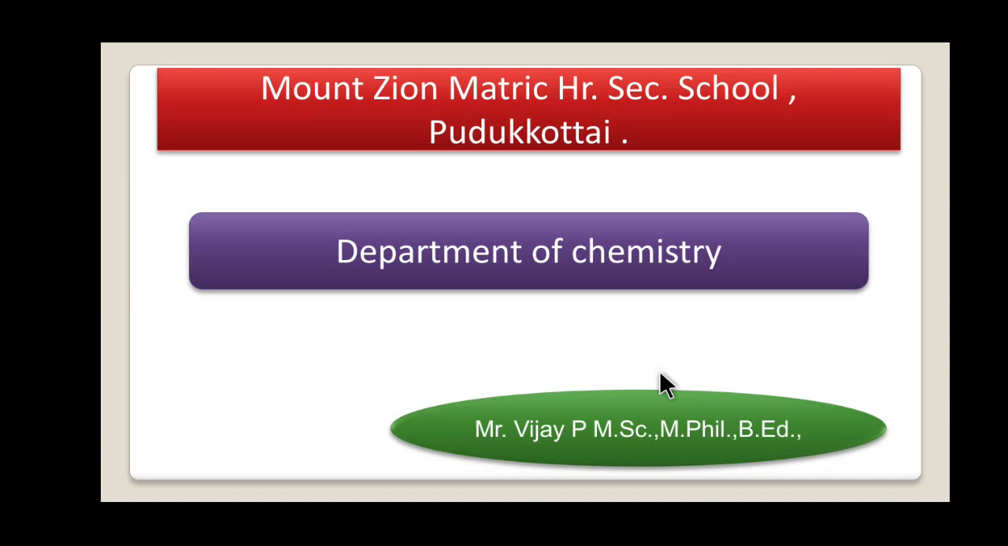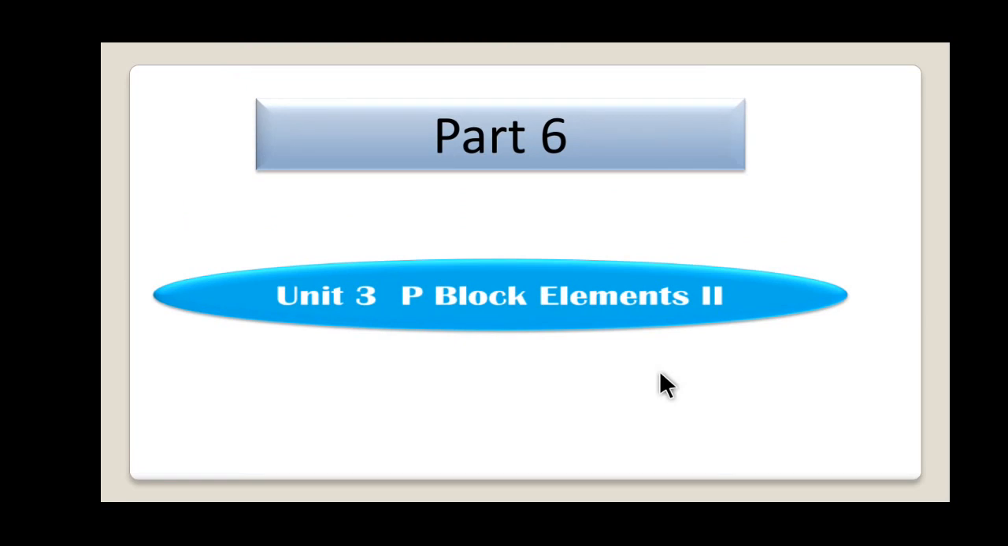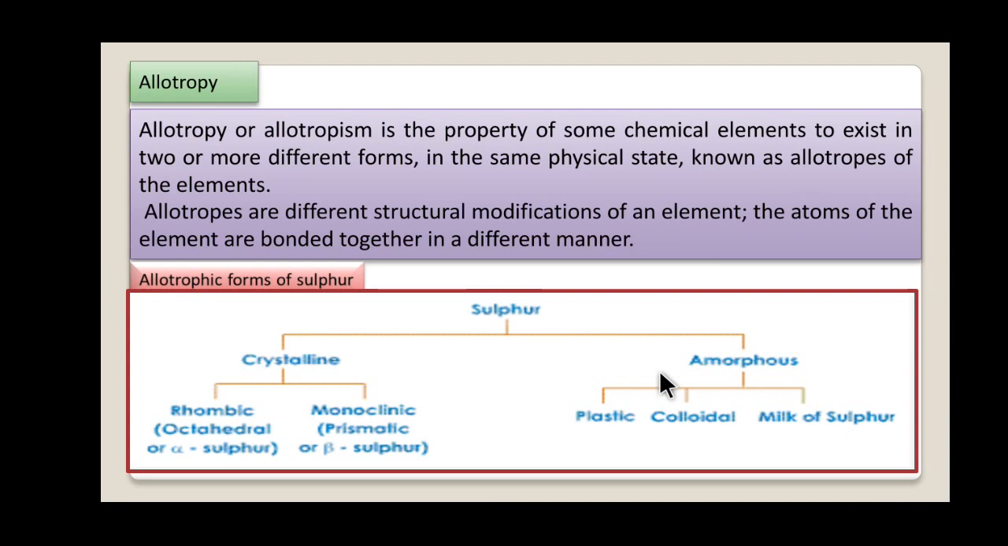In this session, I am going to explain Unit 3, P Block Elements 2, Part 6. We are going to see the allotropic forms of sulfur. Before that, we must know what allotropy or allotropism is.